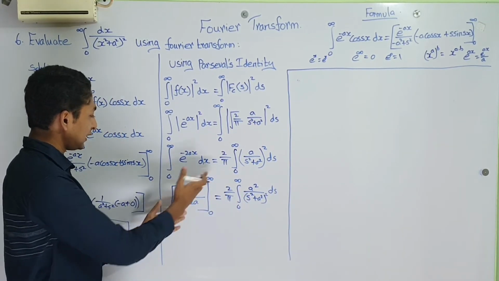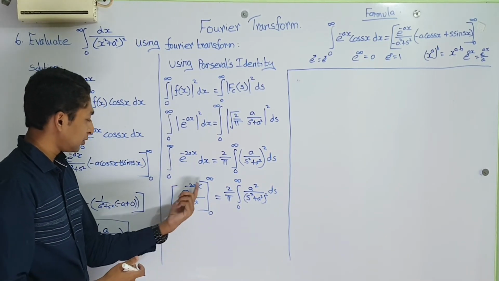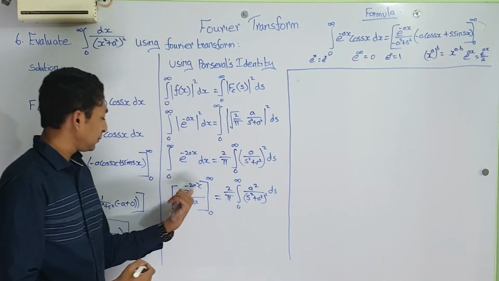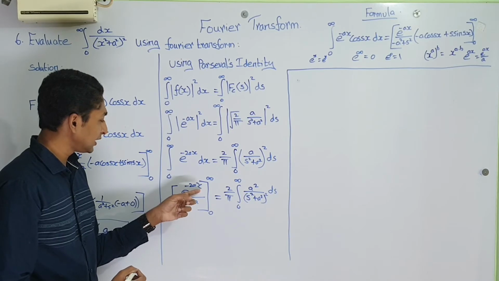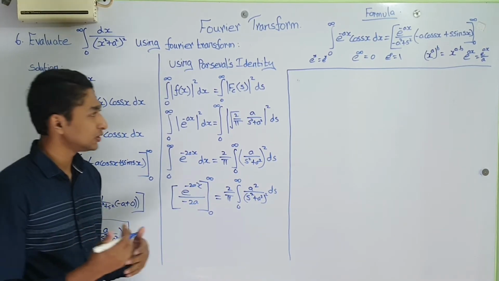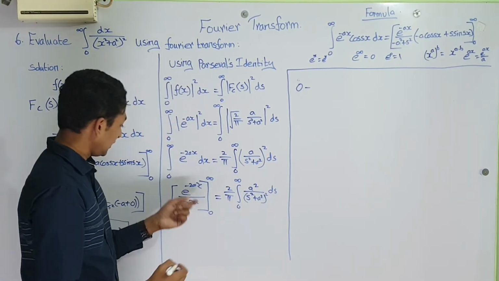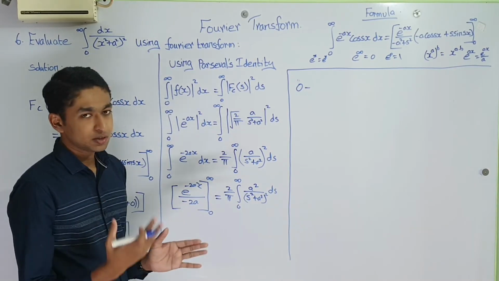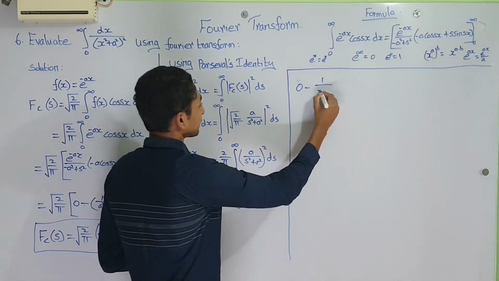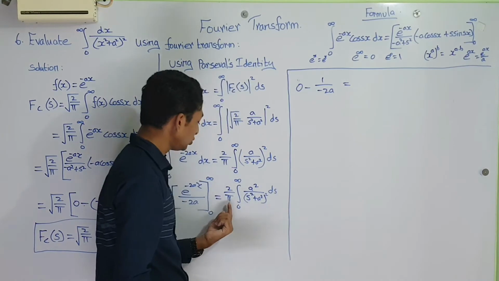Now we are going to apply the limits on the left hand side. We are integrating with respect to x, so we have e power infinity, which is equal to 0. So 0 minus e power 0, and e power 0 is equal to 1. So we get 1 divided by minus 2a.